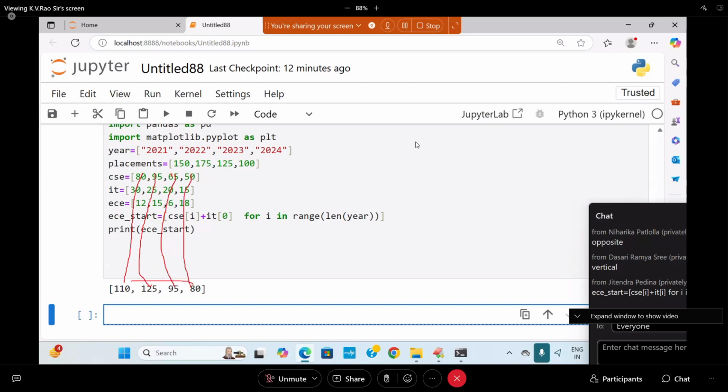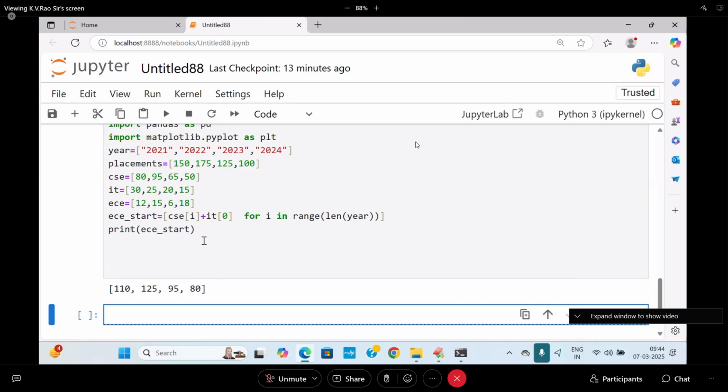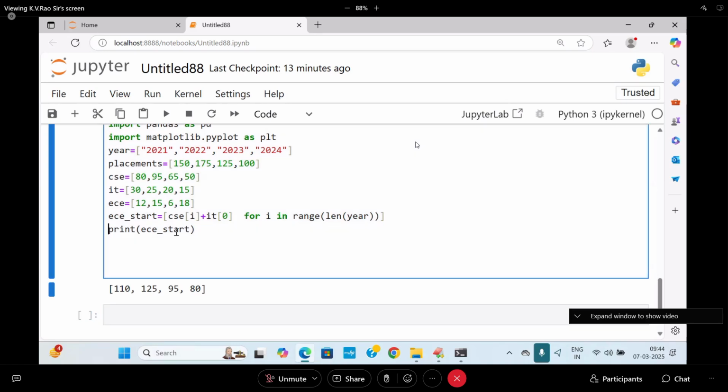This is the height of the two bars. On the top of the two bars, I want to place which value? 12, 15, 6 and 18. So how do you write the logic? So my ECE start is ready.